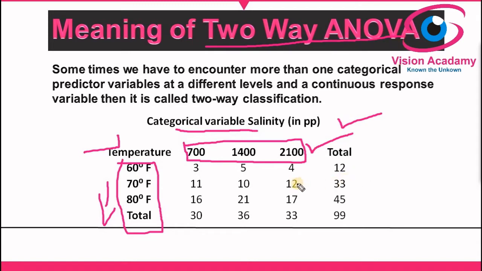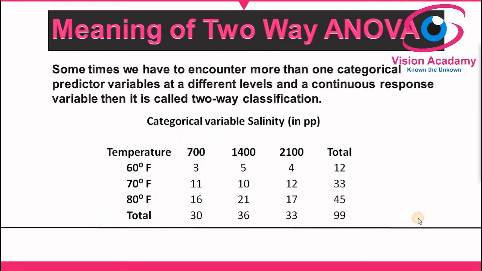In that too, there is one observation per cell. So in this two categorical variable data, we have only one observation per cell. For 60° Fahrenheit there is a 3, which is only one observation in the cell, and for each and every category we have only one observation per cell. Since we are dealing with two predictor variables, this is the case in which we have to consider two-way analysis of variance. Then let us move further.